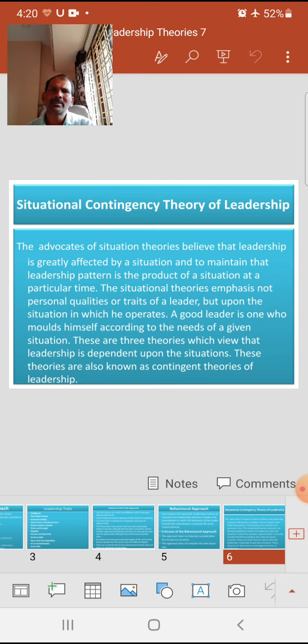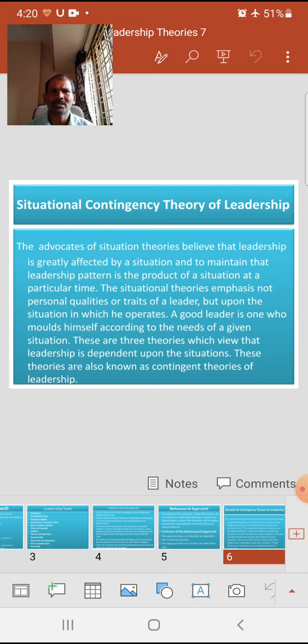Neither the trait nor the behavior approaches offered satisfactory explanations of leader organizations, causing the researchers to look for alternative theories. The advocates of situational theories believe that leadership is greatly affected by the situation, and that the leadership pattern is the product of a situation at a particular time. The situational theories emphasize not personal qualities or the traits of the leader, but the situation in which he operates. A good leader is one who molds himself according to the needs of a given situation.